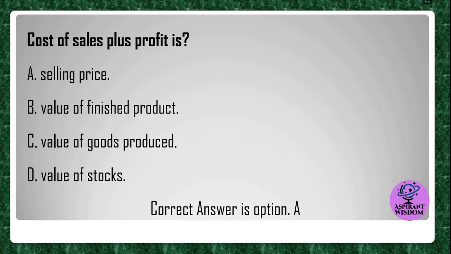Cost of sales plus profit is A. Selling price, B. Value of finished product, C. Value of goods produced, D. Value of stocks. Correct answer is option A.